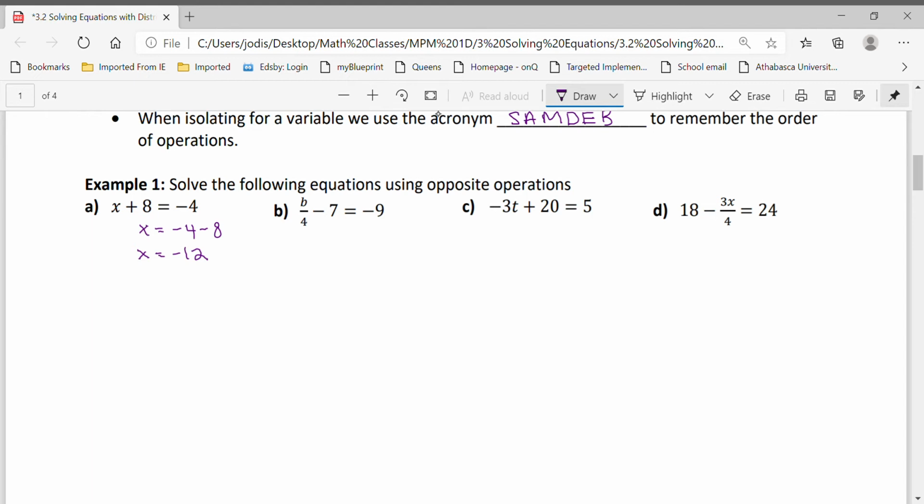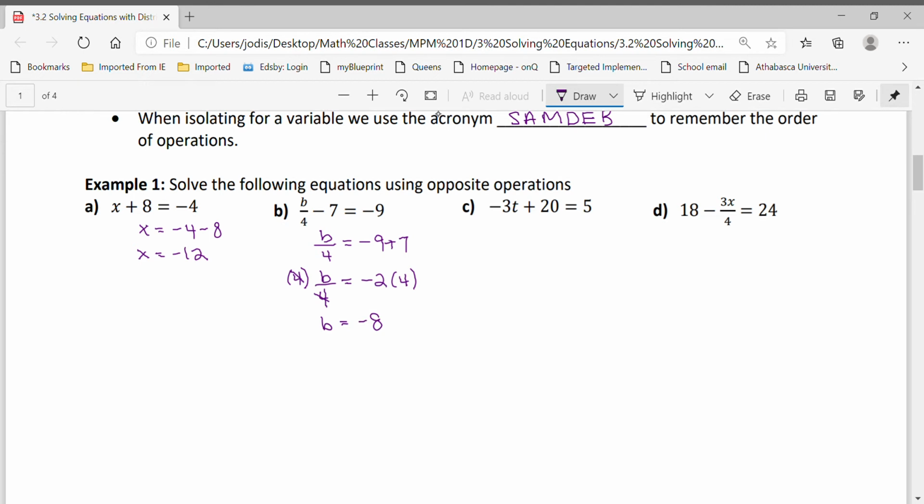In this next one, what's happening to b? Well, it's being divided by 4 and 7 is being subtracted. So again, using our order of operations for equations, we want to do the add subtract first. So I'm going to leave that b over 4 alone. Now I'm going to add 7 to the other side. So we've got negative 2. And then to get rid of this dividing, we want to multiply. So those go away, and b equals negative 8.